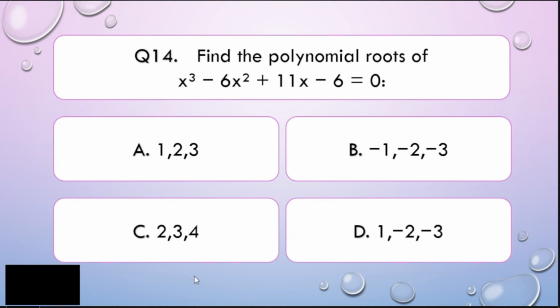Find the polynomial roots of x cubed minus 6x squared plus 11x minus 6 is equal to 0. Is it A, 1, 2, and 3, B, negative 1, negative 2, negative 3, C, 2, 3, and 4, or D, 1, negative 2, negative 3? I'll give you 5 seconds to think about your answer.